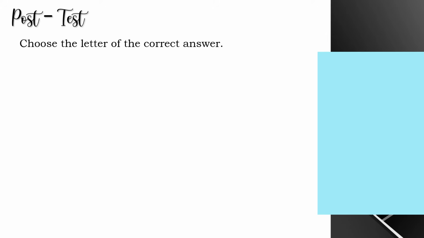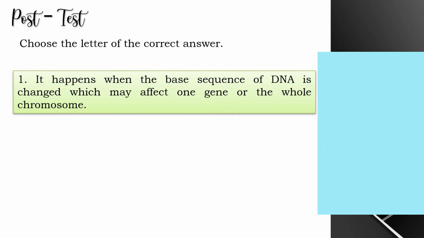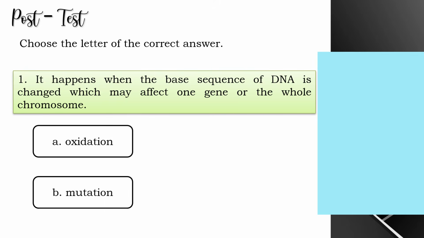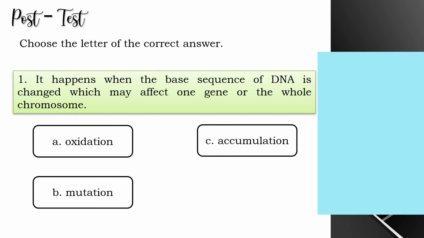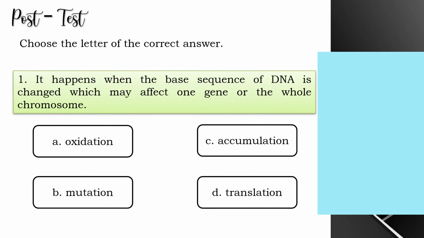Ngayon at nalaman nyo na ang ibig sabihin ng mutation, ang mga uri nito at ang resulta ng mutation, ngayon naman ay subukin natin ang inyong kaalaman. Let us have the pause test. Choose the letter of the correct answer. Number 1. It happens when the base sequence of DNA is changed, which may affect one gene or the whole chromosome. Letter A. Oxidation. B. Mutation. C. Accumulation. Letter D. Translation.